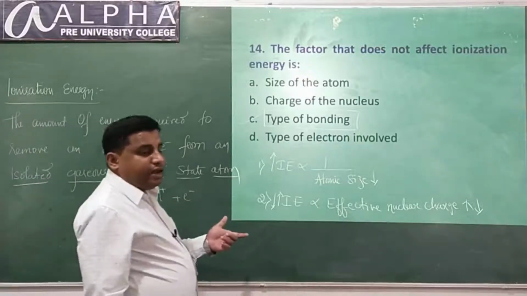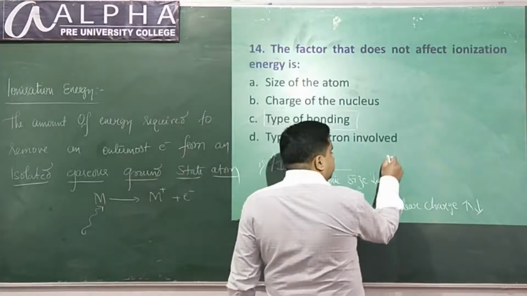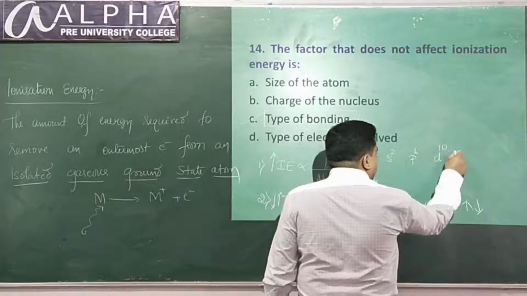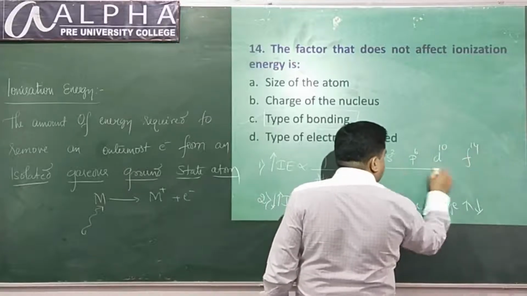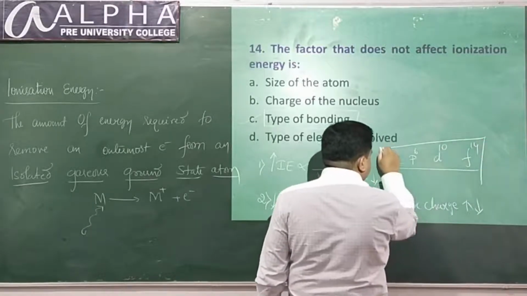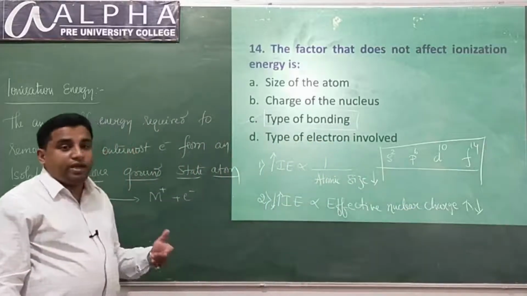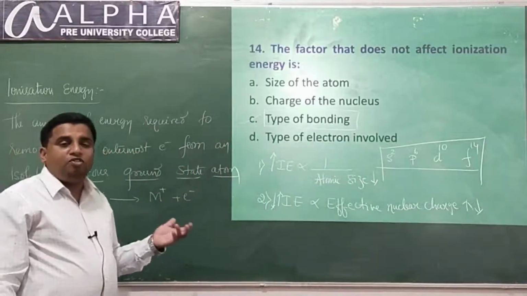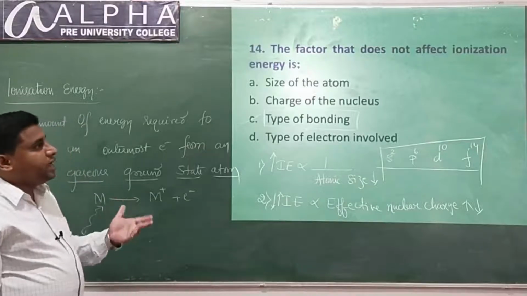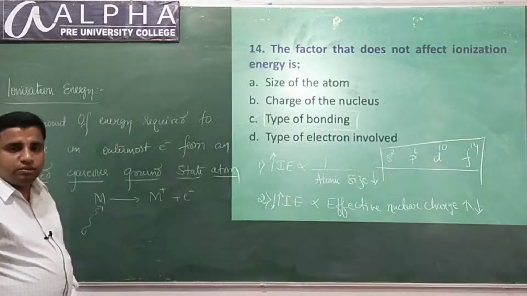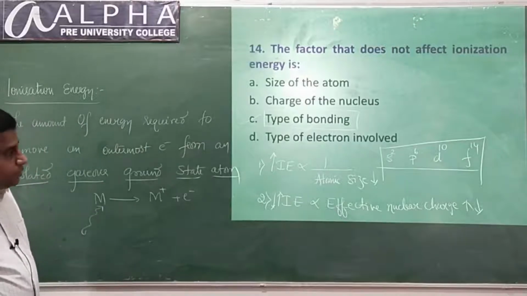Even the type of electron, whether it is s electrons, p electrons, d electrons or f electrons, will play an important role in ionization energy, but the type of bonding has nothing to do with ionization energy. Hence the answer for this question is option C. Option C, correct.